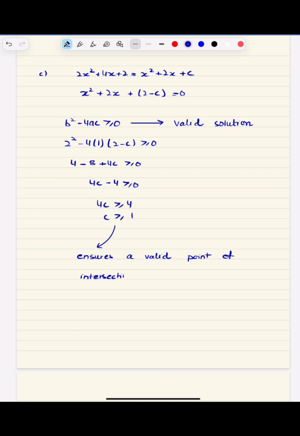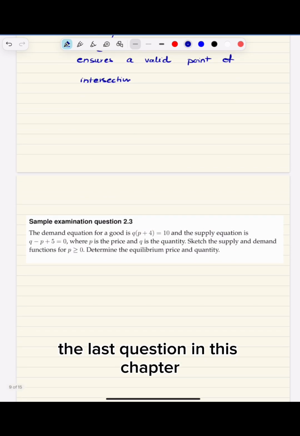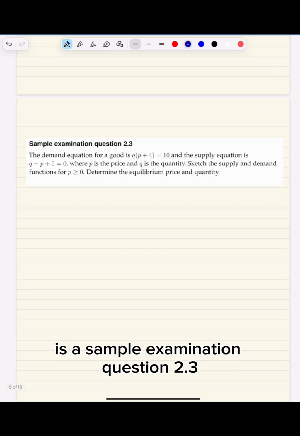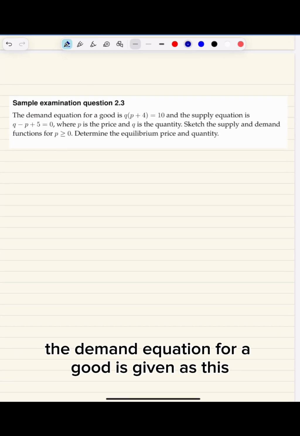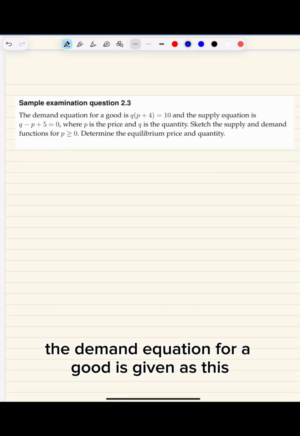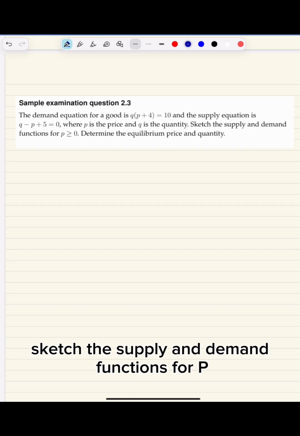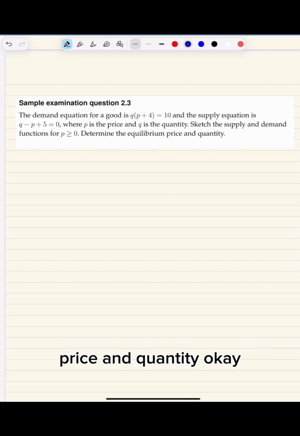Okay. The last question in this chapter is sample examination question 2.3. It says the demand equation for a good is given as this and the supply is given as this, where P is the price and Q is the quantity. Sketch the supply and demand functions for P. Determine the equilibrium price and quantity.